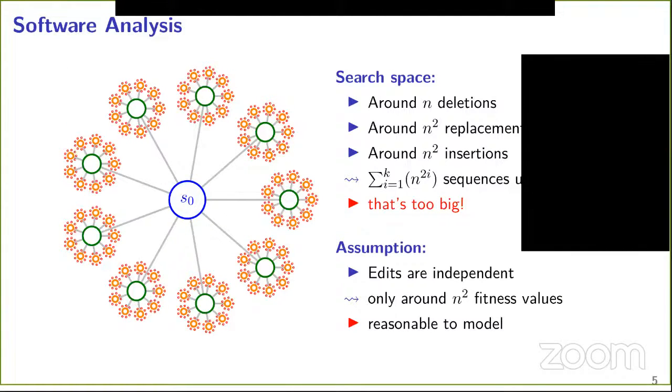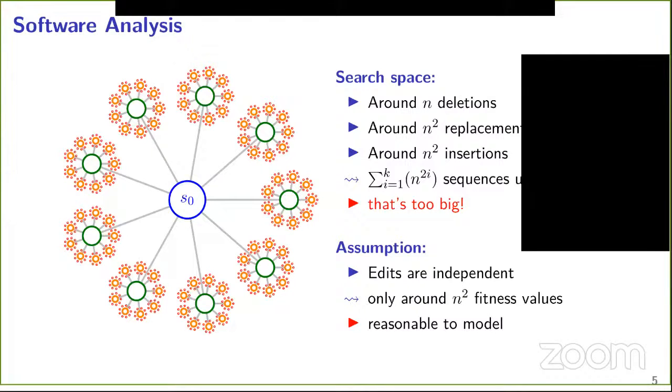So let's look at the search space we want to model. In the middle, you have S0, which is your original software, and around it are all the edits you can apply to it. And for each step, all the edits you can apply to your modified software. At each step, you have around n deletions, if you have n locations you can work with in your software, around n² replacements, and n² insertions. So if you want to model sequences of edits up to, say, k, you basically have to model n^(2k) values. And that is slightly too big.